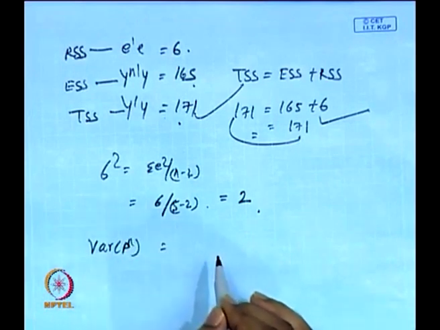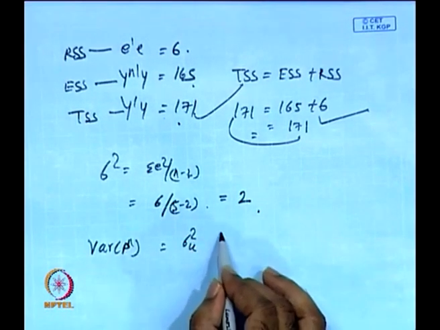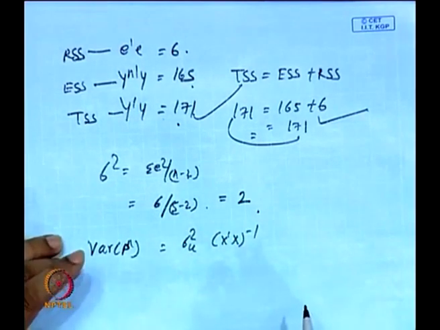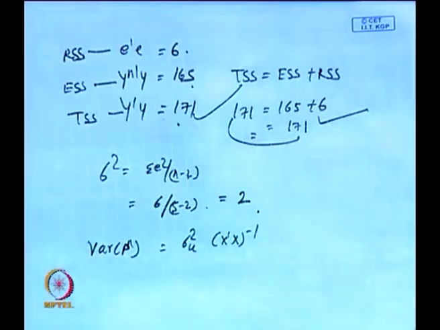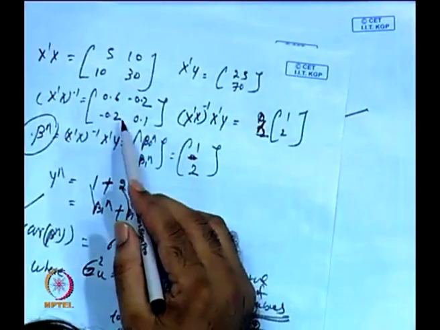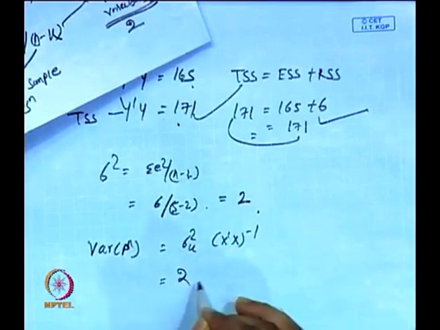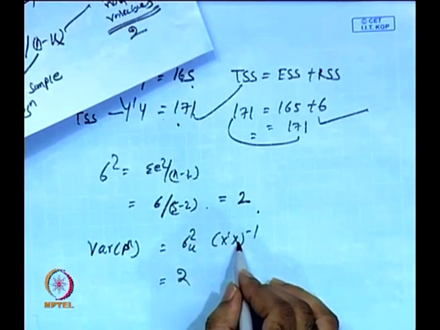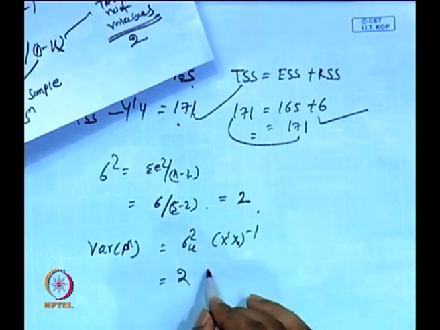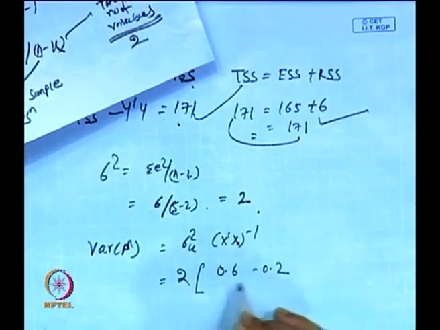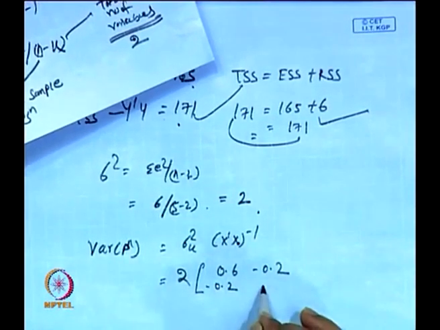Now, variance of beta hat equals how much? Sigma square times x transpose x inverse. What is x transpose x inverse? Let's see here. So this is x transpose x inverse. Now we have to write here: sigma square equal to 2, then x transpose x inverse, so it is multiplied by 0.6, minus 0.2, minus 0.2, and 0.1.